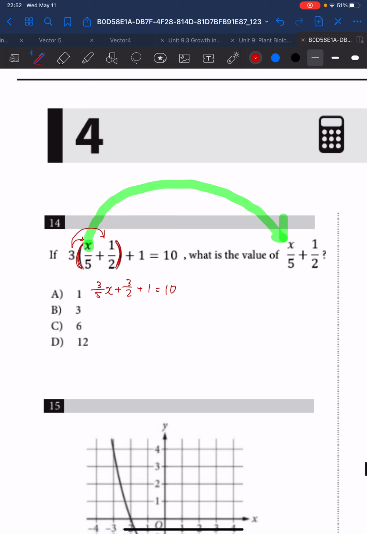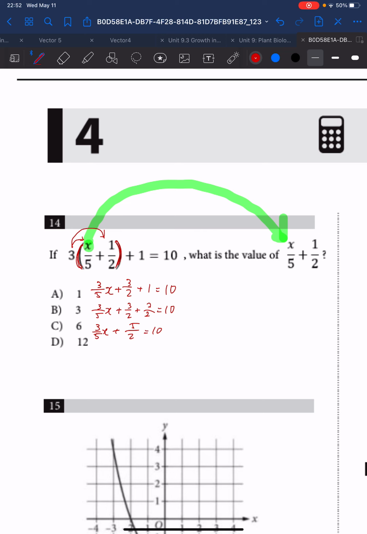Now, 3x over 5 plus 3 over 2 plus 1. 1 can be written as 2 over 2, right? Equals 10. So 3x over 5 plus, 3 over 2 plus 2 over 2 is 5 over 2, right?